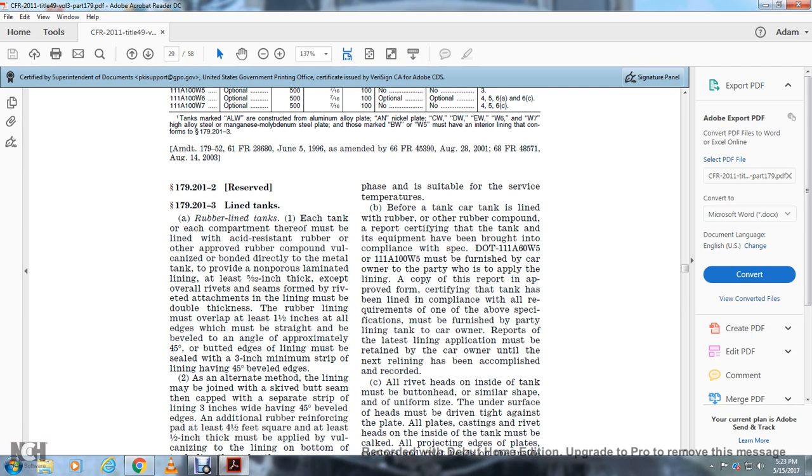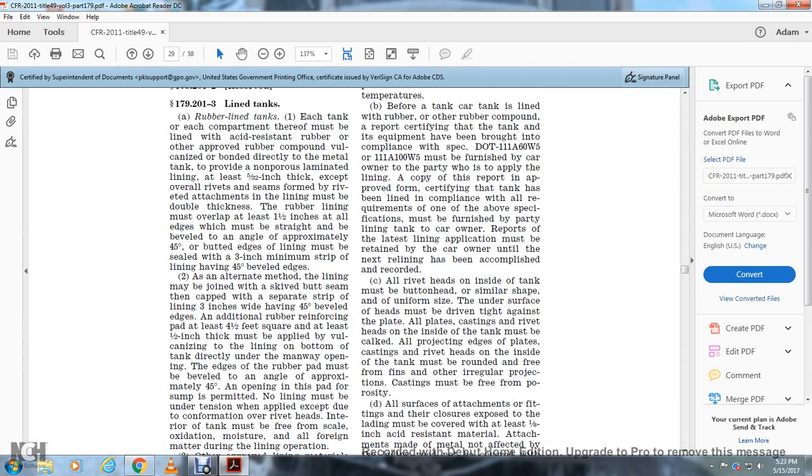A copy of the report certifying that the tank to be lined is in compliance with all the requirements of one of these above specifications must be furnished to the party lining the tank by the car owner. The reports of the latest lining application must be retained by the car owner until the next relining has been accomplished or recorded.